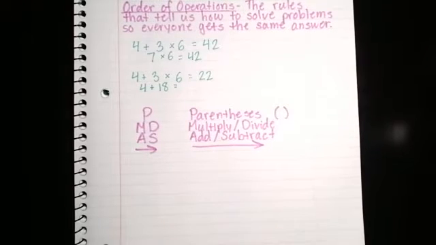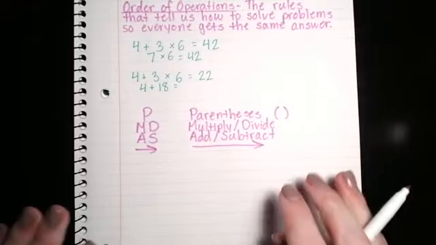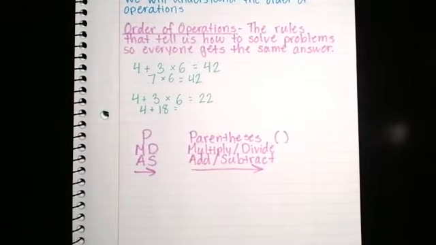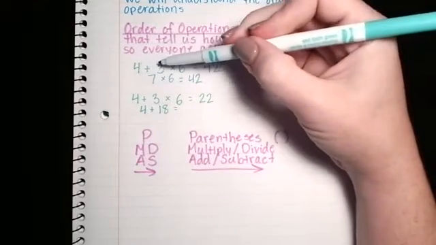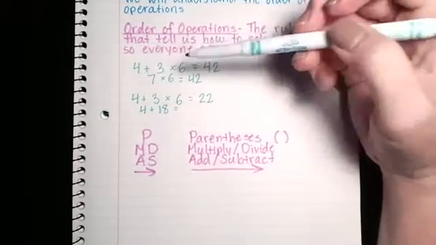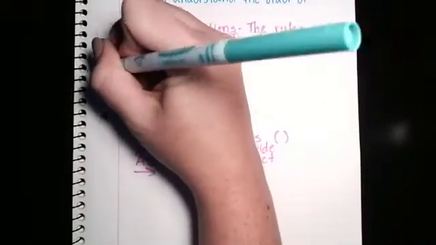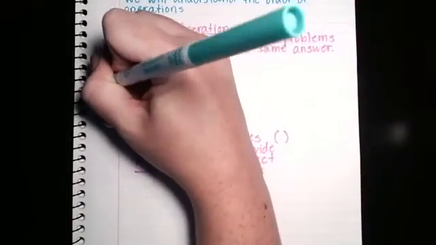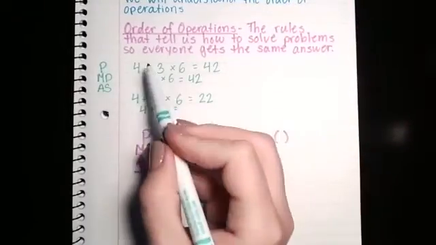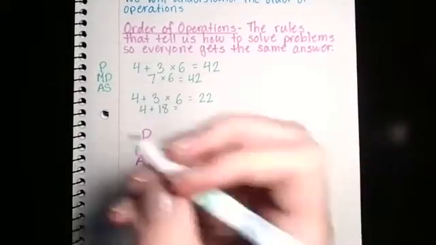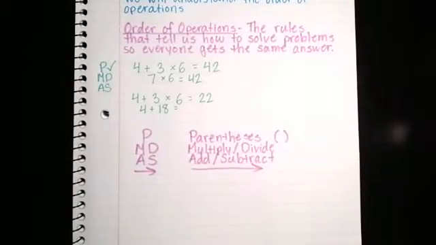All right, so let's look at this top one, and let's see if we can figure out which one is actually correct according to the order of operations. So 4 plus 3 times 6. Let's start with parentheses. In fact, I'm going to write out PUMDAS over here on the side so I can check off each one as I go. There are no parentheses here, so I don't need to worry about that one.